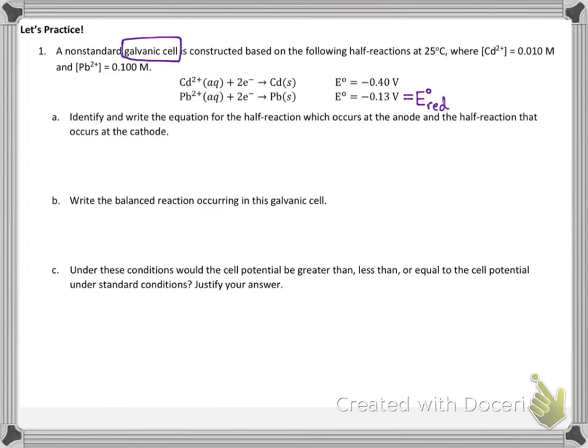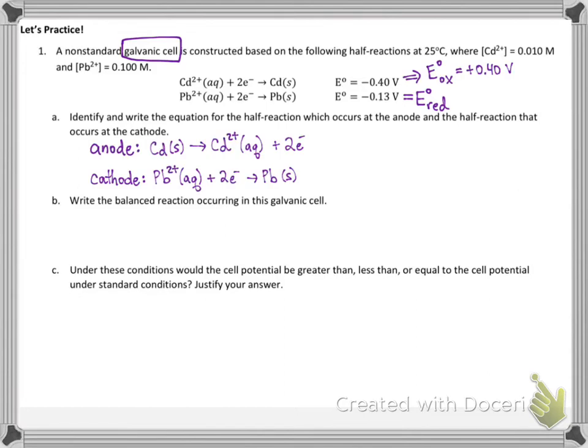First things first. Well, we're making a galvanic or spontaneous cell, and that means whichever half reaction has the more positive, or in this case, less negative reduction potential, gets reduced. So lead is going to get reduced, which means cadmium, we've got to flip that to get our oxidation half reaction. So the anode half reaction will show cadmium being oxidized, releasing 2 electrons. The cathode half reaction will show lead 2+ being reduced and gaining 2 electrons.